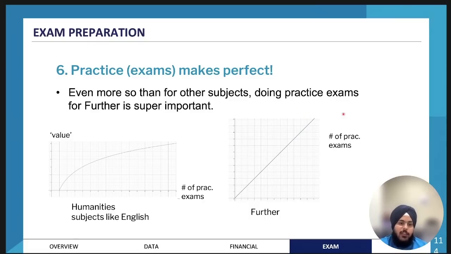So start doing practice exams as soon as you can, because they are really just going to improve your overall performance. For subjects like humanities, the value of practice exams actually decreases over time. So if you're doing thousands of English exams, the value that you're going to get out of these exams is probably going to decrease over time. Whereas for further maths, it increases as you go along. Well, for most people, not always. It's not always going to increase, but yes, the more exposure that you have to the practice questions and the style of questions, the more familiar you're going to be with the further maths exam.